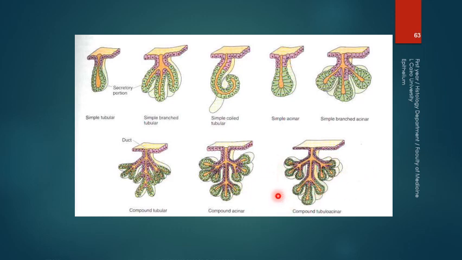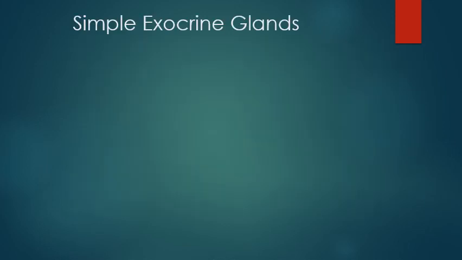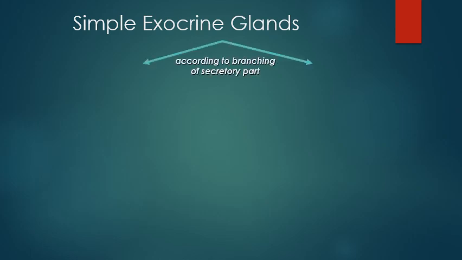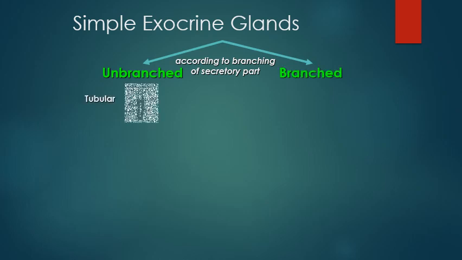What do I mean by compound tubulo-alveolar? The secretory portion is tubular and alveolar in shape. According to the branching of the secretory portion, we have simple and branched.